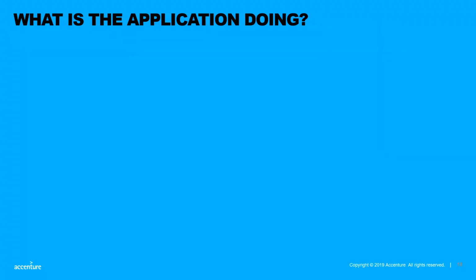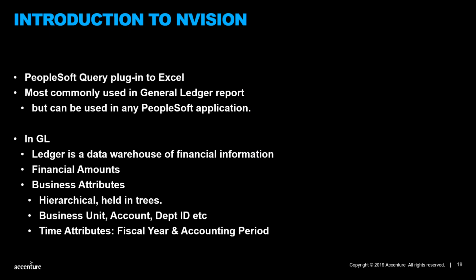Let's look at what the application is doing. nVision is a sort of plug-in into Excel. The output is an Excel sheet. It's most commonly used in General Ledger, and in General Ledger it's like a data warehouse of financial information. You have financial amounts and you have various business attributes, and most of those business attributes have a hierarchical character, and that hierarchy is held in PeopleSoft trees. You also have time attributes like fiscal year and accounting period.